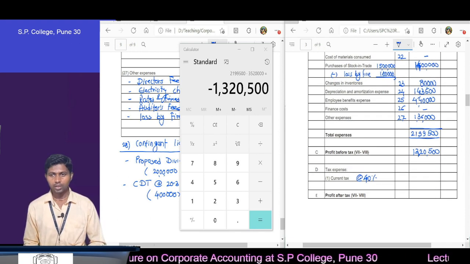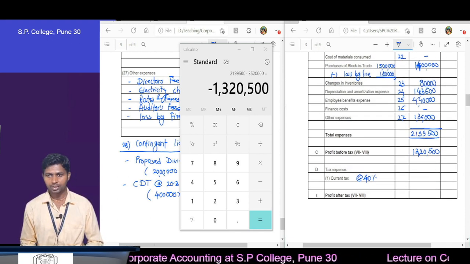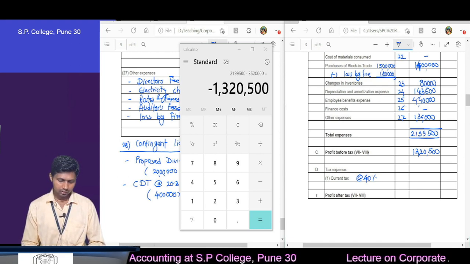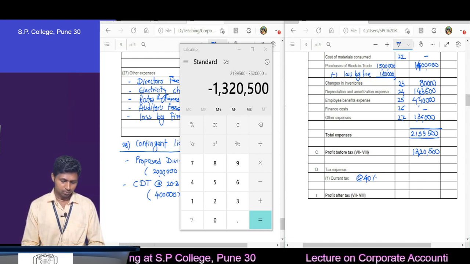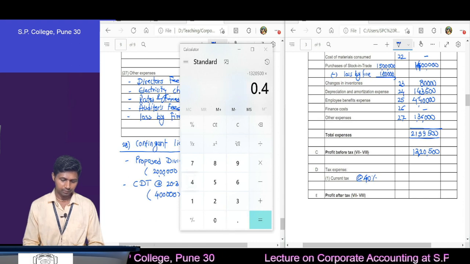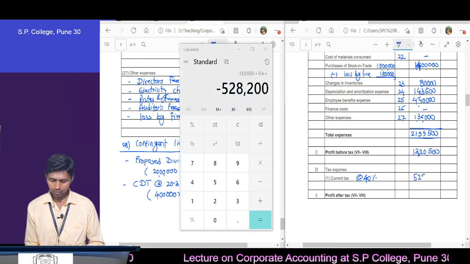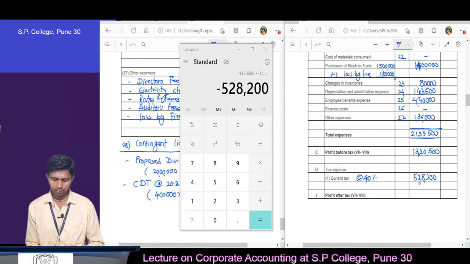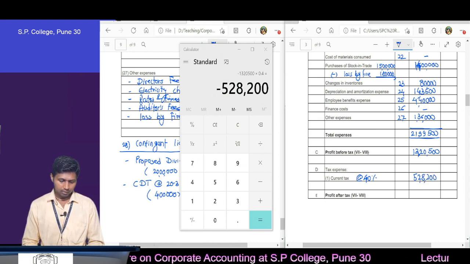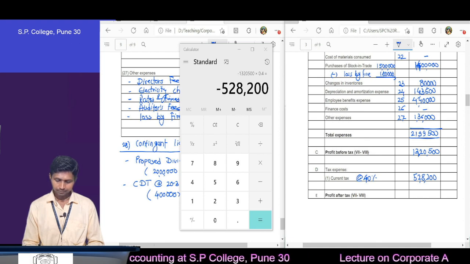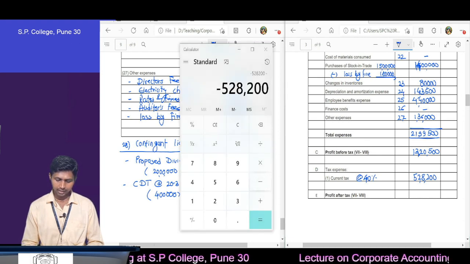And on that, what they have said, provide 40% tax. 40% tax, multiply by 0.40. 5 lakhs 28,200. 5 lakhs 28,200. Okay. And then obviously how much is the profit after tax? Profit before tax minus tax.